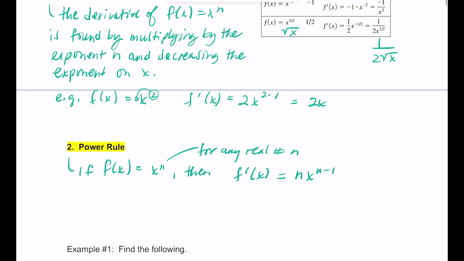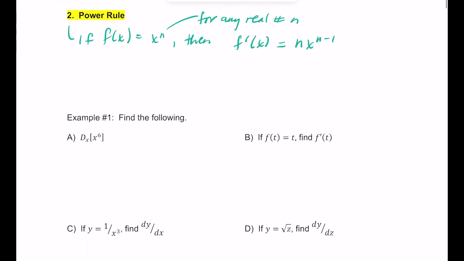Let's take a look at some examples. So here we want to find the derivative with respect to x of x to the 6th. So I notice this is in the form of x to the n power. So what I need to do is take the 6 and multiply it by the 1, the coefficient, right? So you have 6 times the 1 that's there, which would just be 6. And then it's times x to the 6 minus 1 power. So your final answer is just 6x to the 5th power.